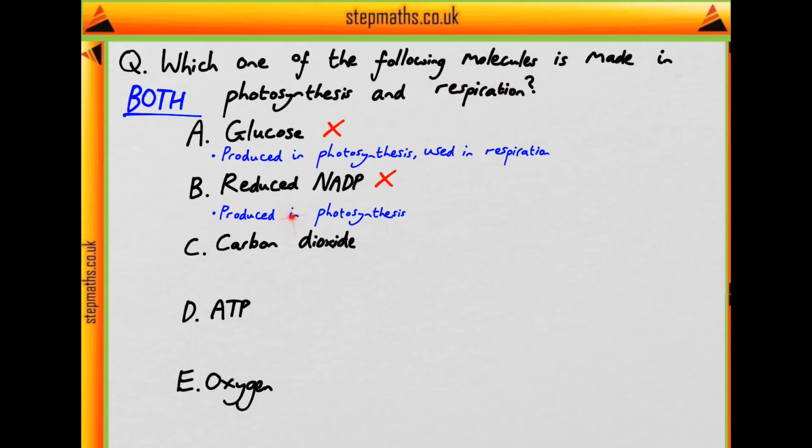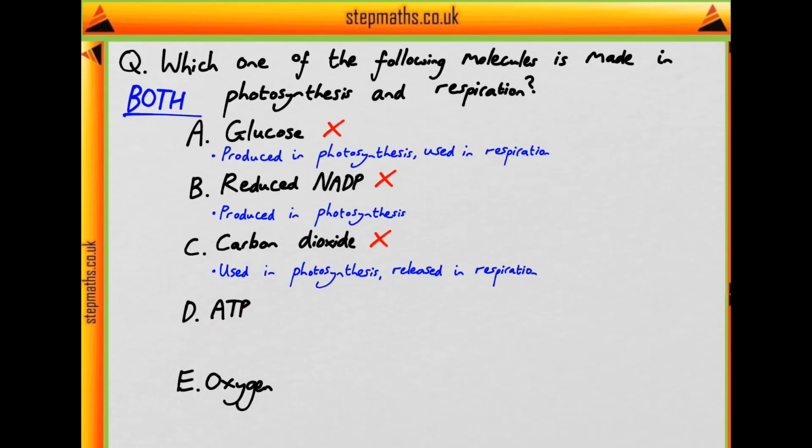Next we have carbon dioxide. So, is carbon dioxide produced in both photosynthesis and respiration? No. Carbon dioxide is actually used up in photosynthesis for the carboxylation of RuBP in the Calvin cycle. And carbon dioxide is then released, so it is made in respiration in a number of steps, such as in the link reaction and in the Krebs cycle.